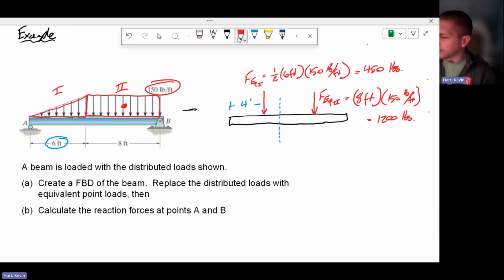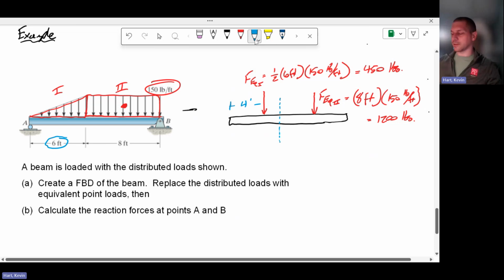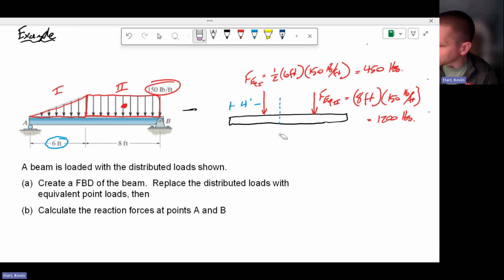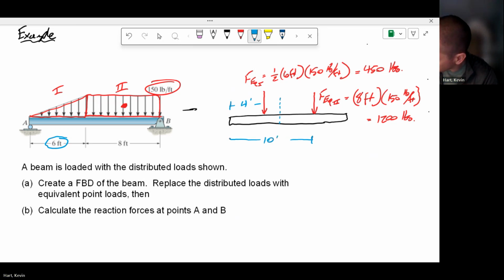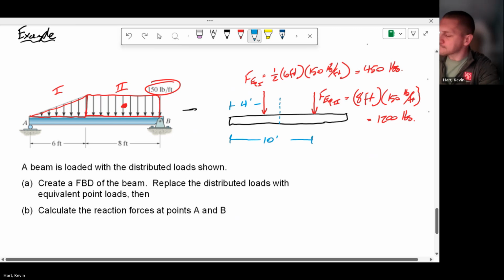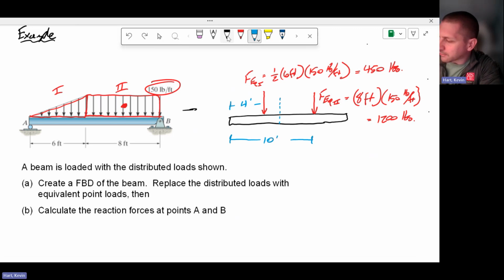pounds. And we're locating this. You can either think about doing it from the right or from the left. I like going from the left, starting everything at like the 0 location. And this is going to be 10 feet from the left, because it is this 6 feet plus half of the 8 feet. All right. So that's kind of our equivalent beam.